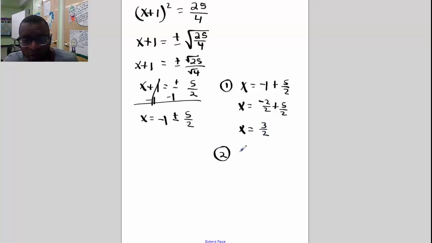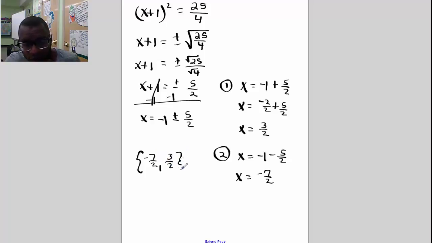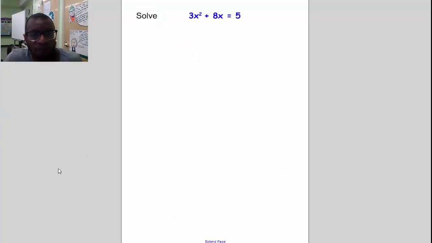And my second solution, I'm going to have x equal to -1 minus 5/2. And so here I get x is equal to -7/2. Okay, and so to finally write my solution, I'm going to write in set notation. And so I'm going to have -7/2 and 3/2. Okay, let's take a look at one last example.